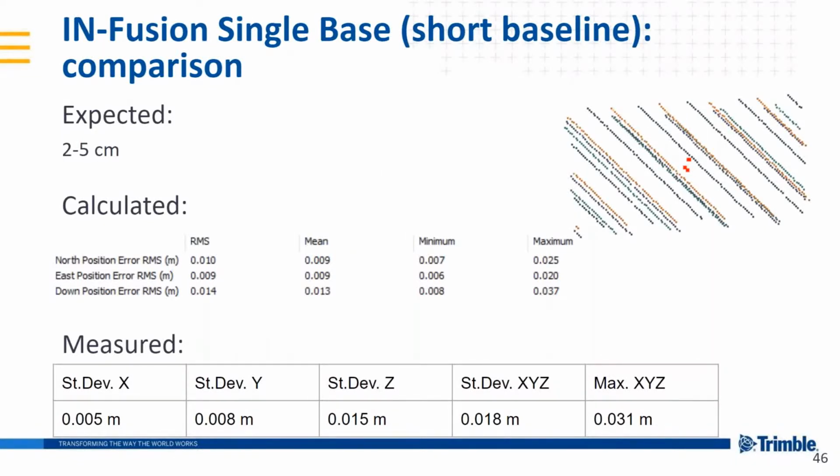Based on our test, the measured standard deviation for X and Y is a few millimeters, and for Z is about 1.5 centimeters. The general standard deviation is about 1.8 centimeters and maximum 3.5 centimeters. You can see from the graphics on the right side, all the target hits are overlapped very well.